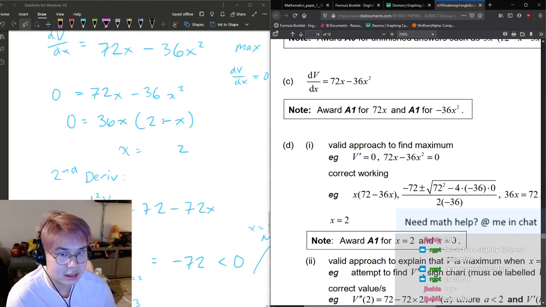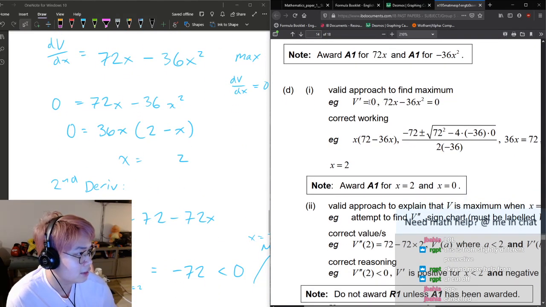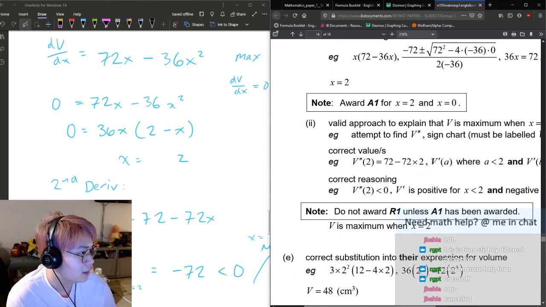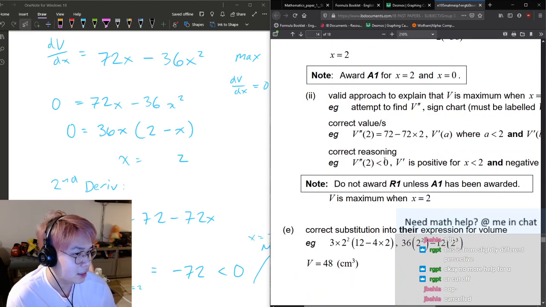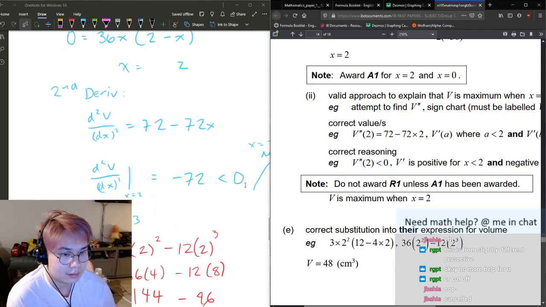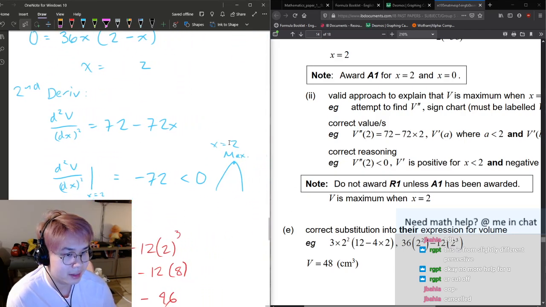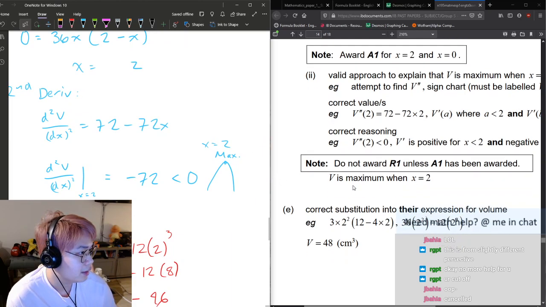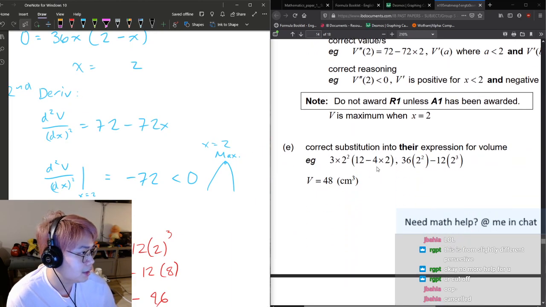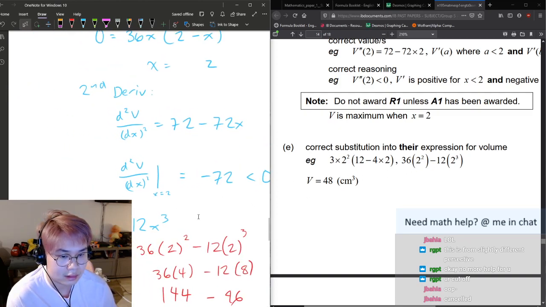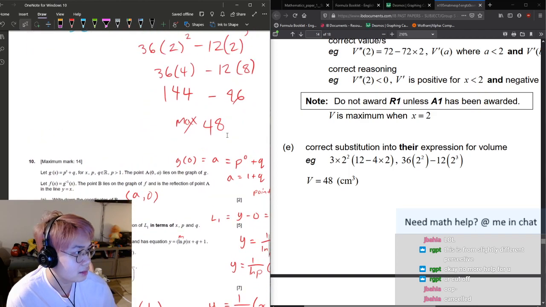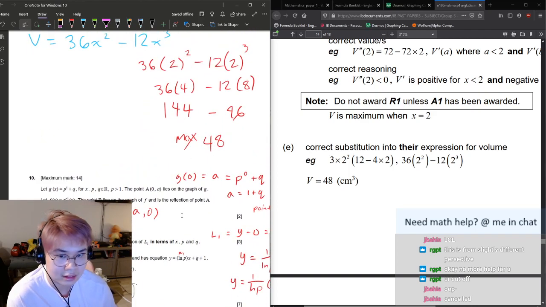Then the next question is find the maximum. So you set the derivative equal to 0, and then you get 2. I have 2. And then you have to justify. So they do the same one as me. Second derivative is negative. Therefore, we have our maximum. And then we substitute 2 into the volume equation, and you get 48. And I have 48. Nice.